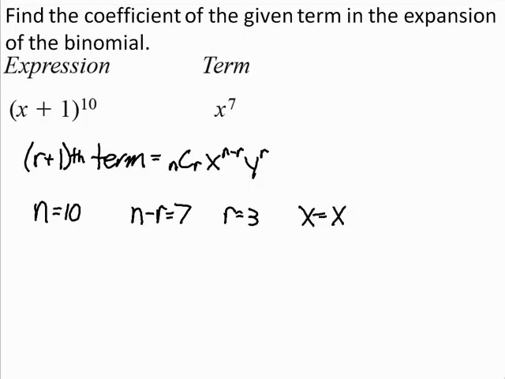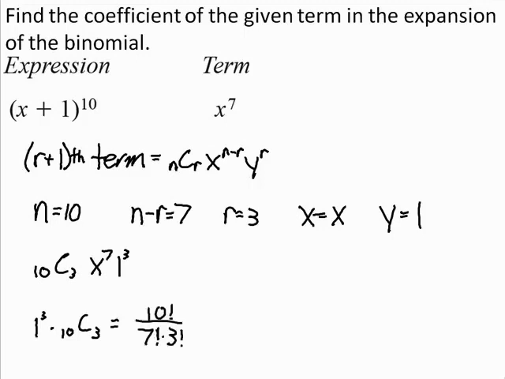The first term in the binomial is x, so we will call x x, and the second term in the binomial is 1, so y is 1. The x raised to the 7th term is 10C3 x raised to the 7th times 1 raised to the 3rd power. The coefficient of this term is 1 raised to the 3rd power times 10C3, which is equal to 10 factorial divided by 7 factorial times 3 factorial, which equals 120. The coefficient of x raised to the 7th is 120.